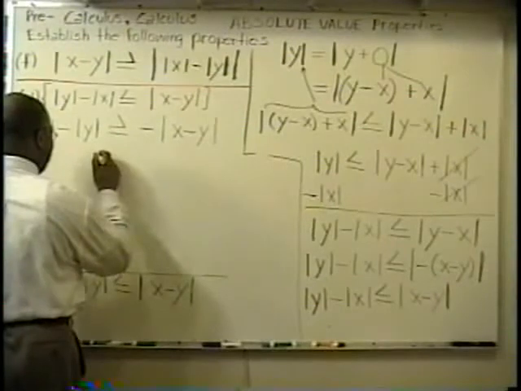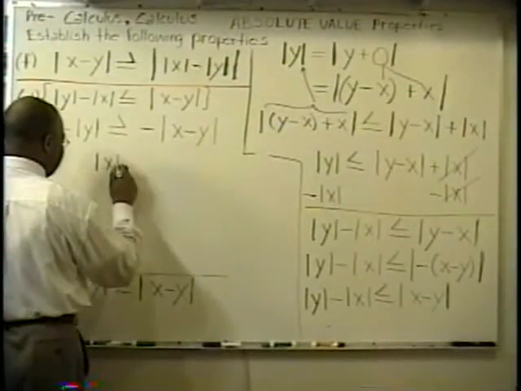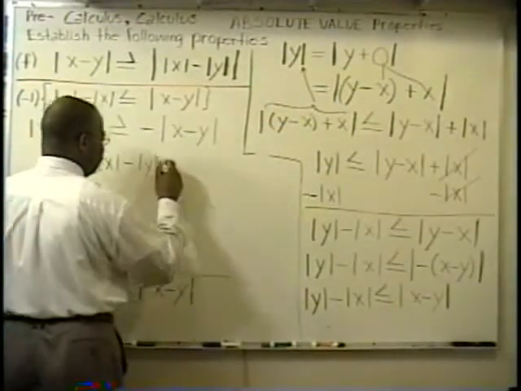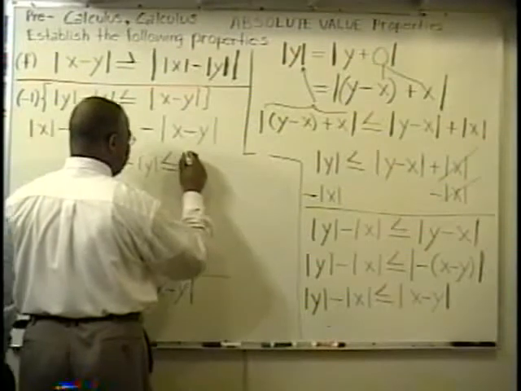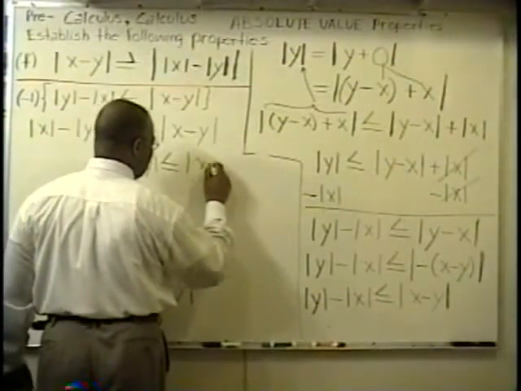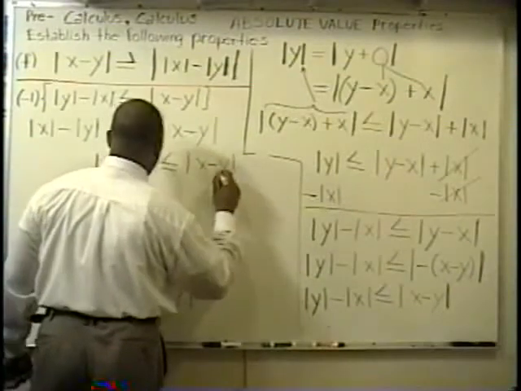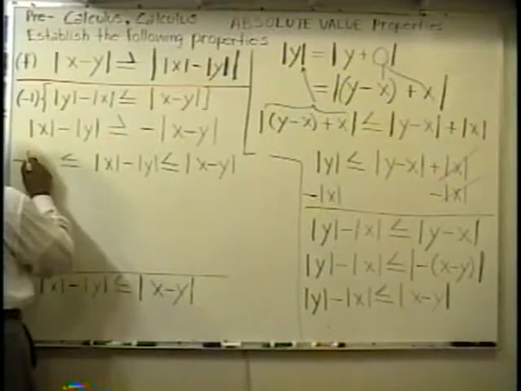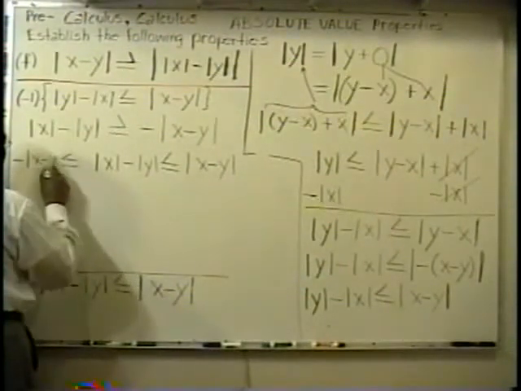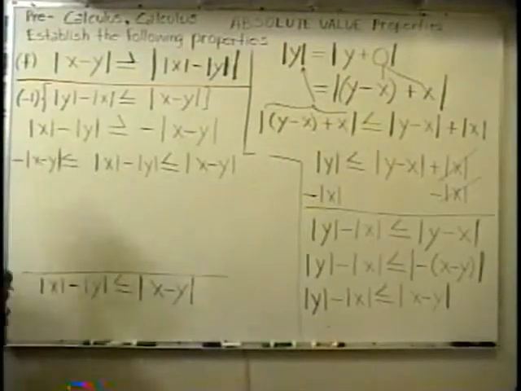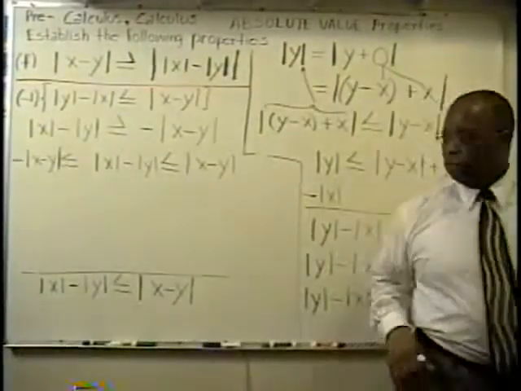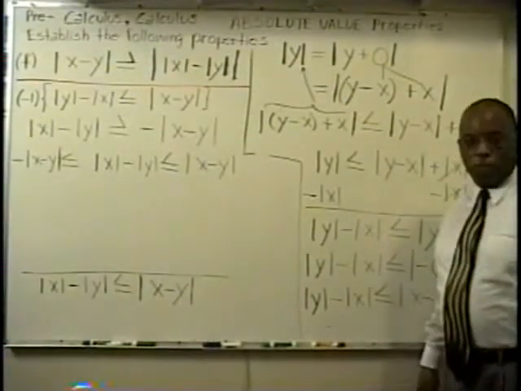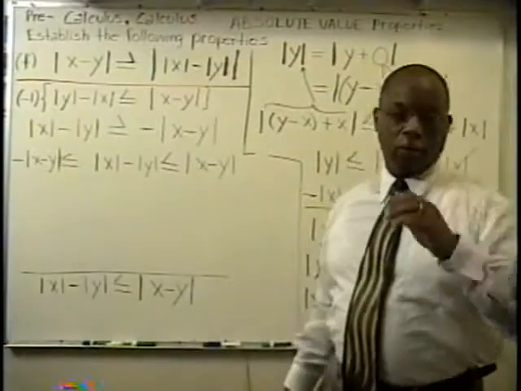So here's what we have now. We have now shown that the absolute value of x minus the absolute value of y is less than or equal to the absolute value of x minus y, and it is greater than or equal to minus the absolute value of x minus y. What do you see? Can you tell me that? What do you see? Florence?